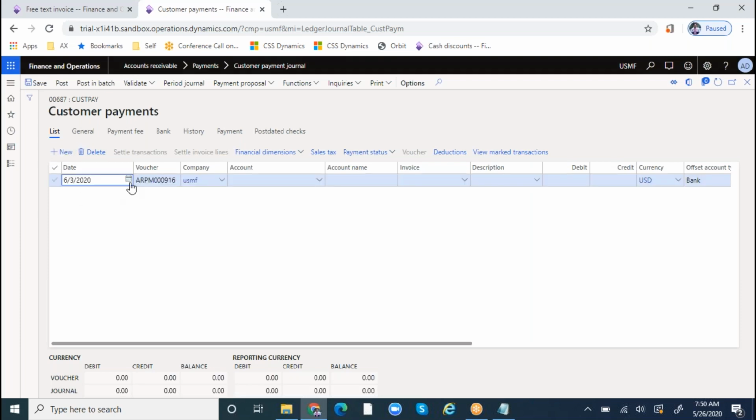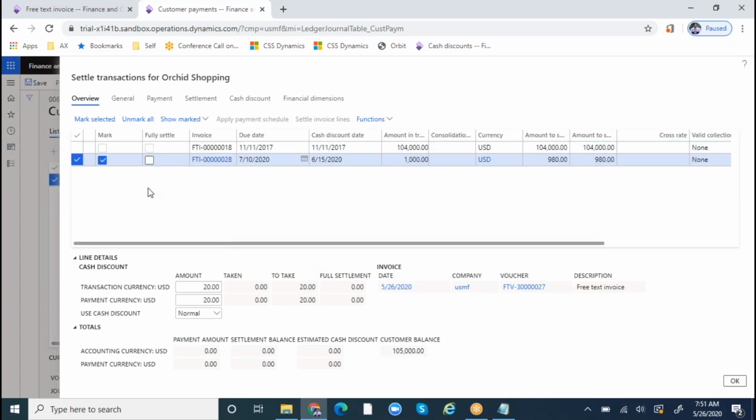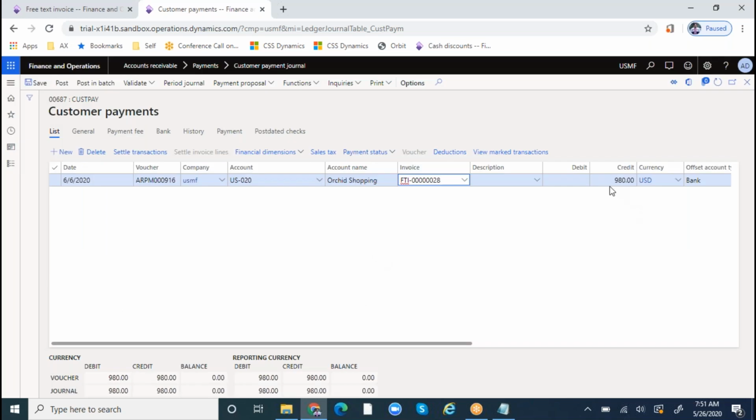Click new. Suppose 6th of June. Okay, settle transactions. It was more than 10 days. Select the invoice. Click OK. Then automatically it was 980. It was automatically 980. Suppose I'm deleting this one.